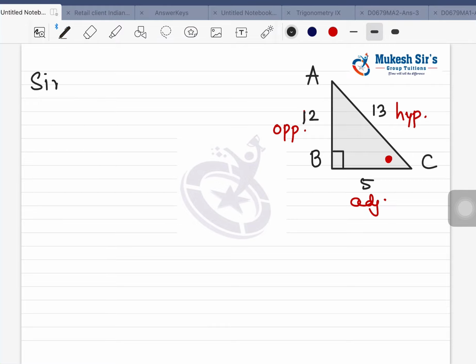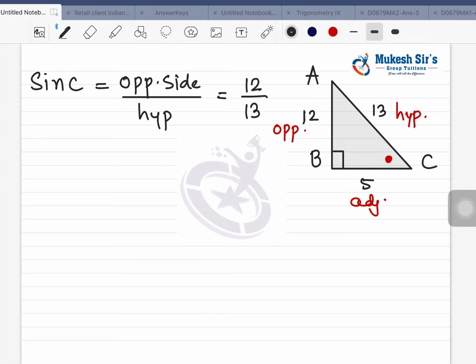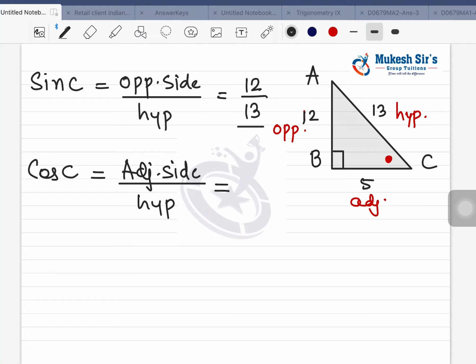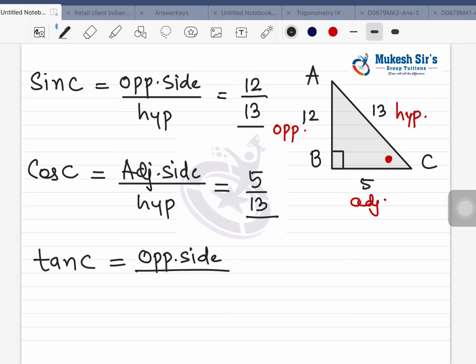So quickly solve. What is the value of sine C? Sine C will be equal to again opposite side upon hypotenuse. Now tell me how much is the opposite side? Opposite side is 12 upon hypotenuse 13. Okay. Then cos C. Cos C is equal to adjacent side upon hypotenuse. So adjacent side upon hypotenuse is 5 upon 13. Okay. And then finally tan C. For tan of any angle you can use sine upon cos or you can write opposite side upon adjacent side. So opposite side upon adjacent side comes out to 12 upon 5.